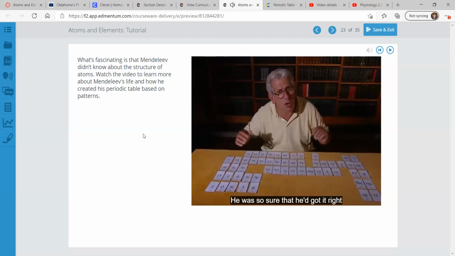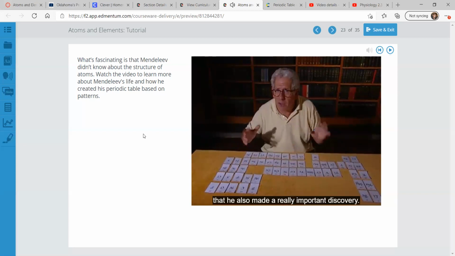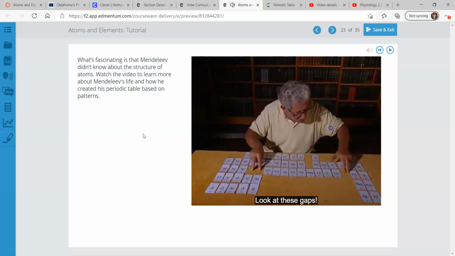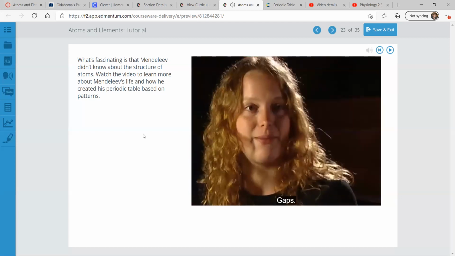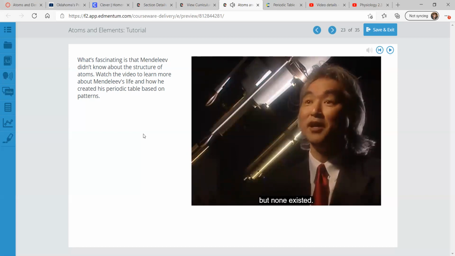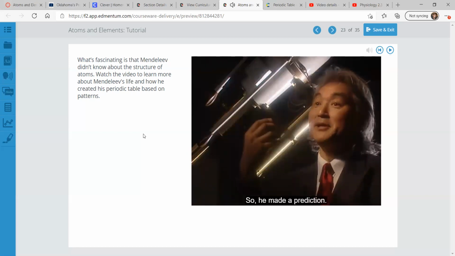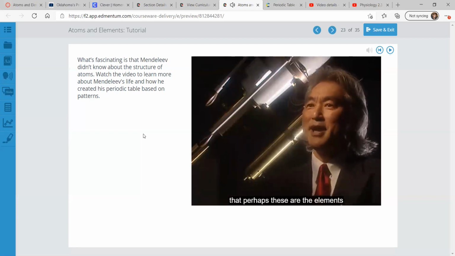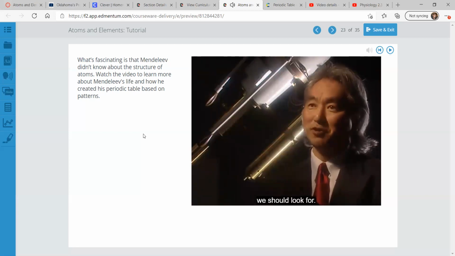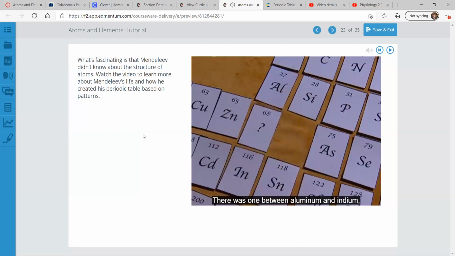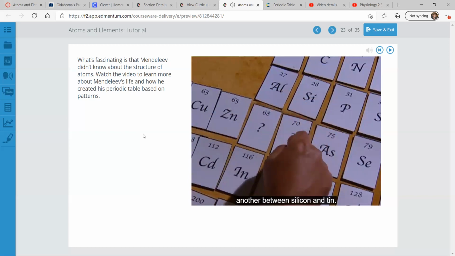He was so sure that he'd got it right that he also made a really important discovery. Just look at these gaps. Gaps where elements should have been, but none existed. So he made a prediction. He said, and he had the daring to say, that perhaps these are the elements we should look for. There were several gaps. There was one between aluminium and indium, another between silicon and tin.